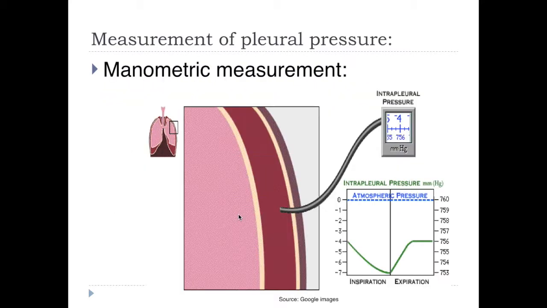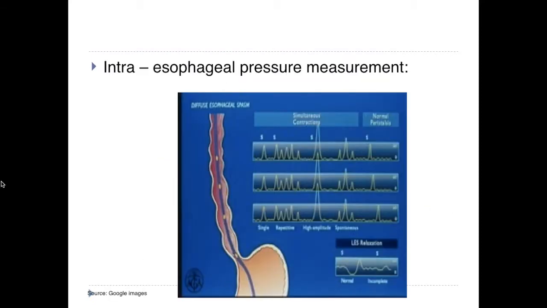Now, measurement of intrapleural pressure. The first method is manometric measurement, made by inserting a needle into the intrapleural space, whose other end is attached to a water manometer with the help of a rubber tube, and we can measure the intrapleural pressure directly.